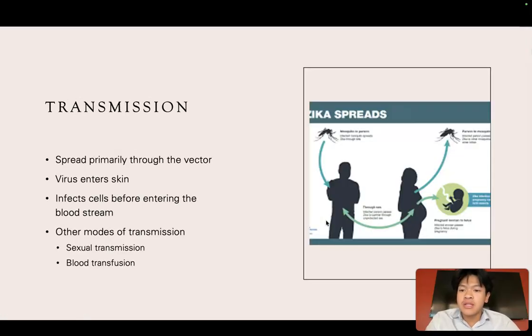And then here's transmission. The transmission is spread primarily through vectors, and the virus does enter the skin, but the spread is primarily through a bite of infected Aedes mosquitoes. Other modes of transmission that I did include are sexual transmission and blood transfusion. Pregnant individuals infected with Zika virus can also pass on the virus to the developing fetus. And the virus itself can be spread through any sexual contact like vaginal, anal, oral, and blood transfusions from any infected donor as well.